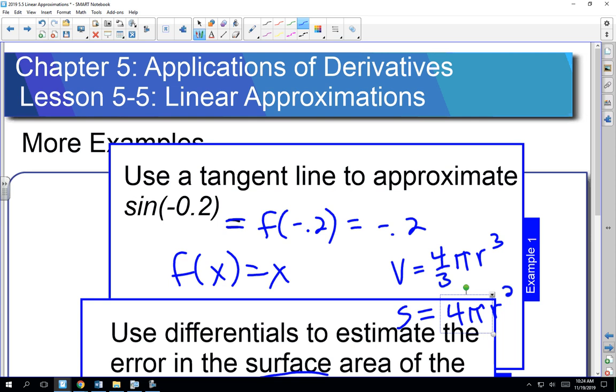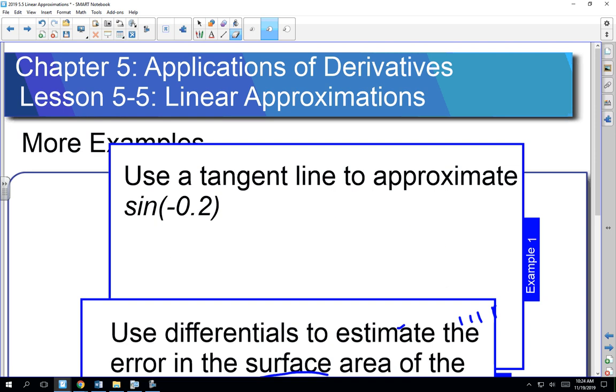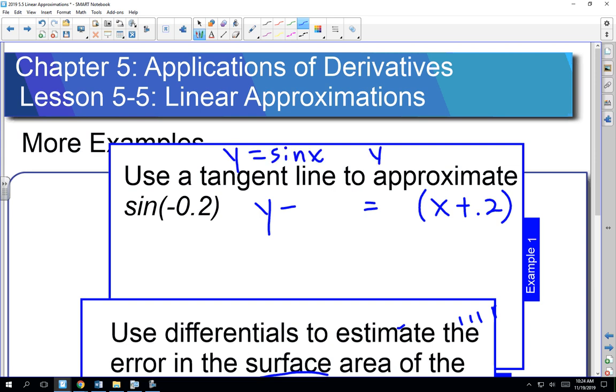Let's go back to this guy again here. Now we used the line y equals x. Was y equals x the best line to use for this one? How would you get a tangent line approximation for that sine x that I started with? At negative 0.2, we've got y minus something equals m times (x plus 0.2). So we have the function y equals sine of x. What's the derivative of that? I got y prime equals cosine of x.